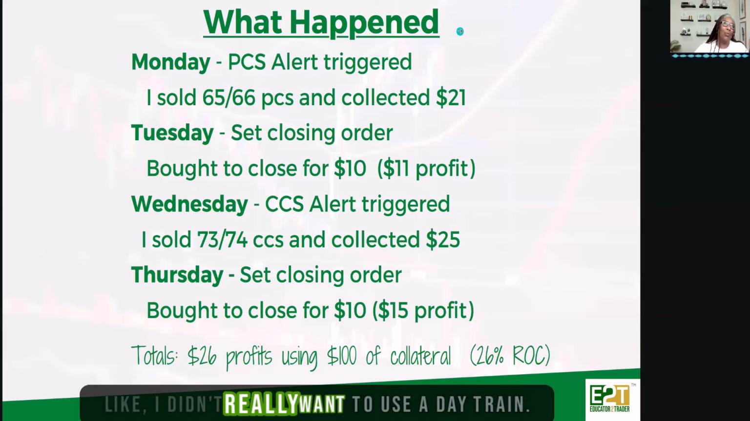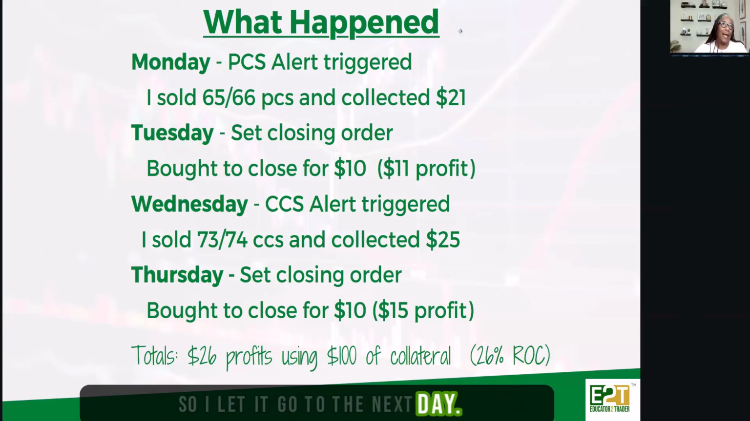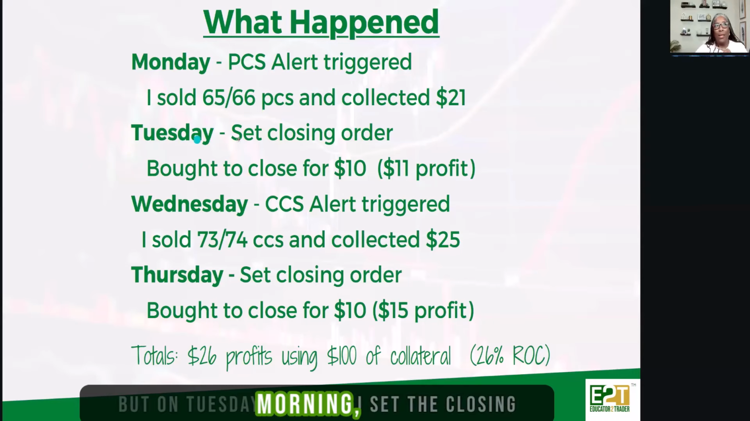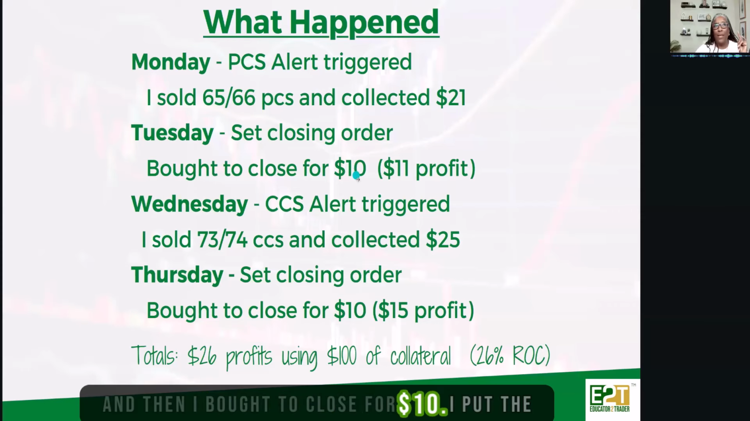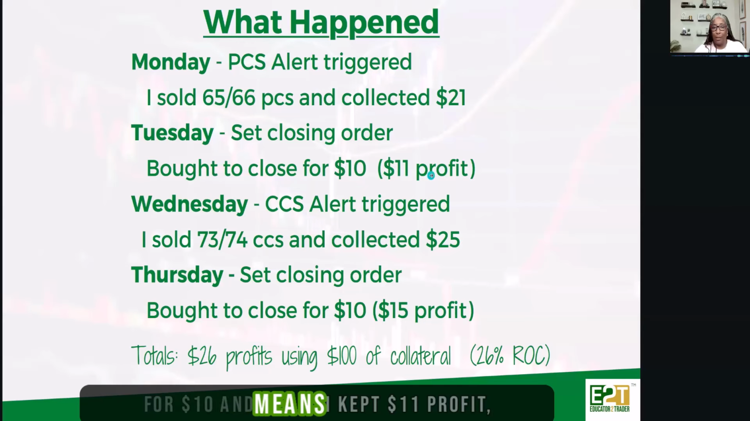I didn't really want to use a day trade, so I let it go to the next day. On Tuesday morning, I set the closing order and bought to close for $10. I put the closing order in for $10. I bought to close for 10. It means I kept $11 profit, right?